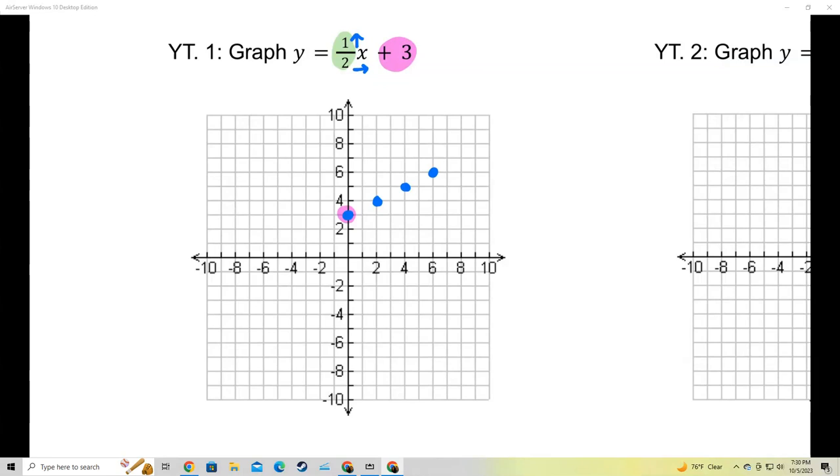Up 1, right 2, put a dot. Up 1, right 2, put a dot. Remember, we keep going on our graph till I can't go anymore, okay?